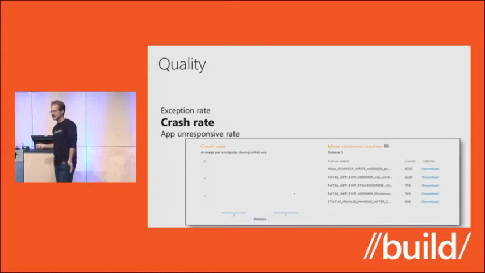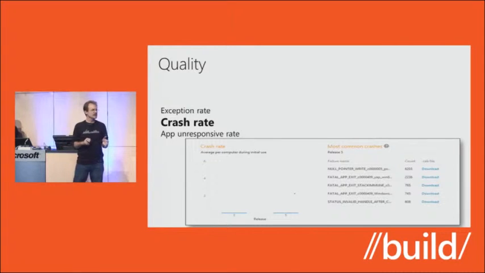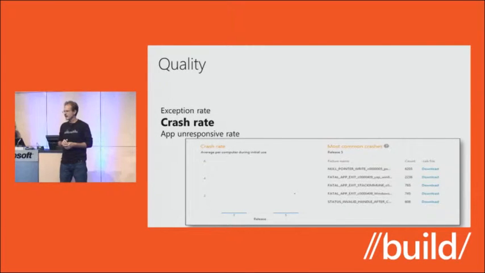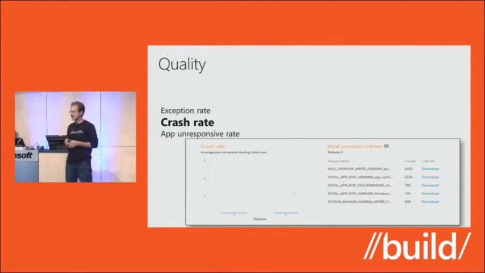Okay, next is the crash rate. And again, this is average per computer during those first 15 minutes of usage. And as with the JavaScript exception rates, except this applies to C# and C++ applications as well, we track the top 5 crashes that are most prevalent. And again, I'll get into details of how to download those crash files so they can be analyzed and looked at to determine what's actually causing that failure.